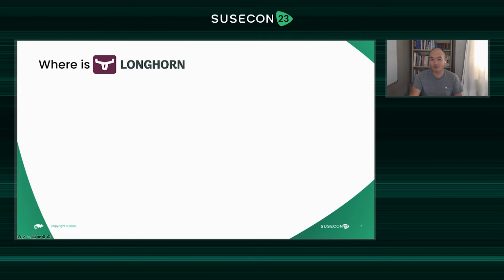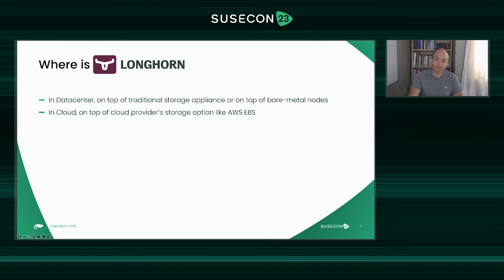So where is Longhorn used right now? 87,000 nodes worldwide, in fact, it is everywhere. In the data center, Longhorn can be used on top of a traditional storage appliance, in the case that you have a dedicated storage admin and only want to allocate to the virtual machine instead of your container directly. You can also use Longhorn on top of bare metal nodes, which aggregates the storage for the bare metal node and provides that to your cloud native workload on top of it.